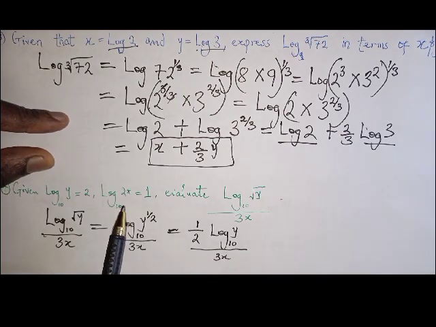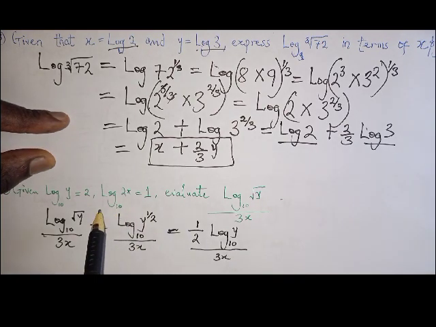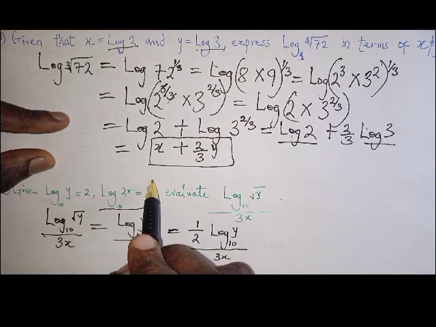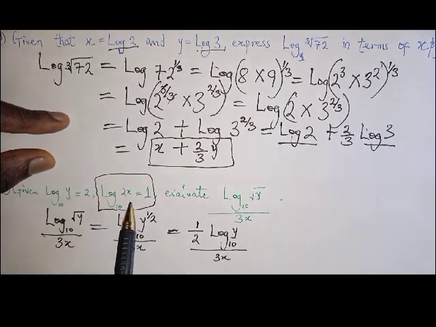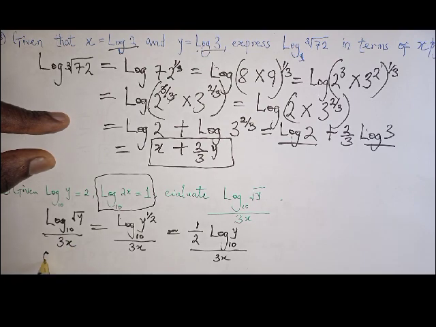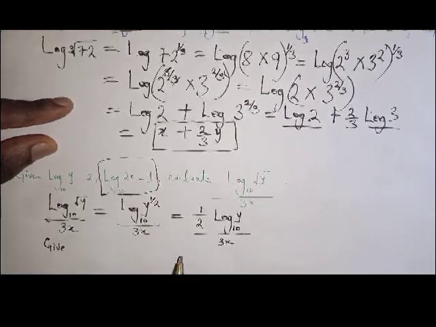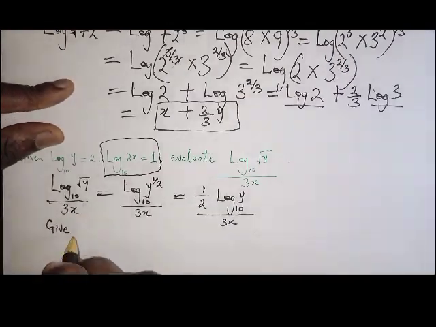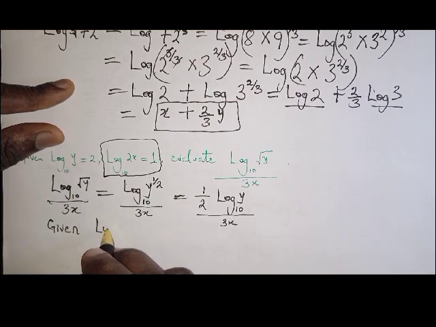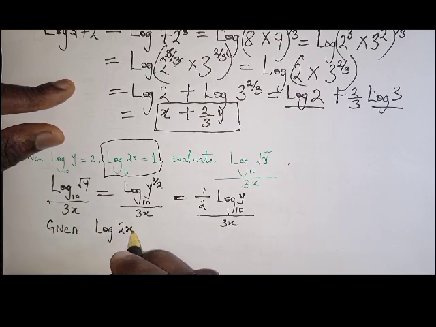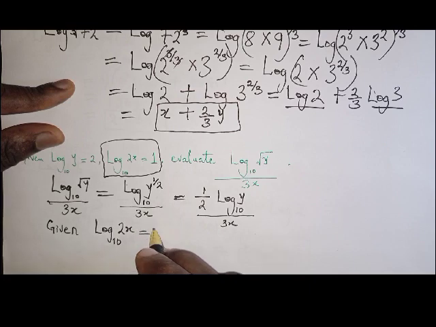First of all, look at this particular expression we have here. Say log 2x in base 10 equals 1. So I'm going to do a kind of substitution. So let me write given, because we were given that. So I'm going to write given log 2x in base 10 equals 1.